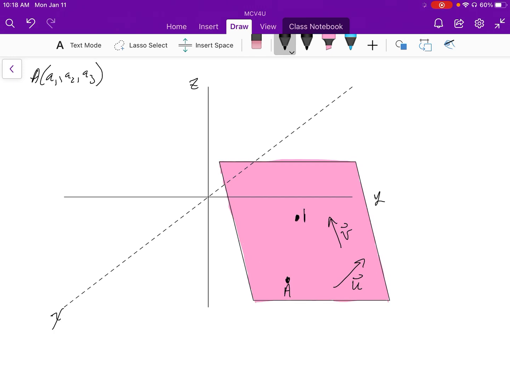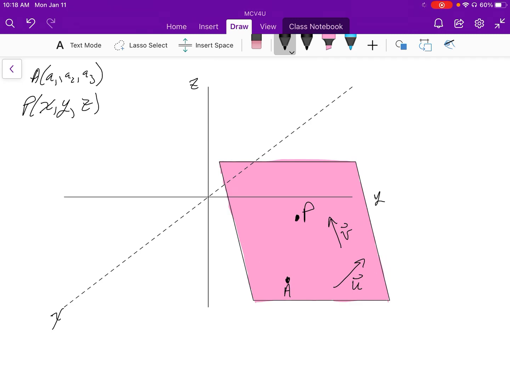So let's say, for example, we have a point P, and P is any point that's on the plane itself. This is what we're trying to find. We want that P, just like we did for the lines, where we wanted any point that was on the line. Now we want any point that's on the plane itself.